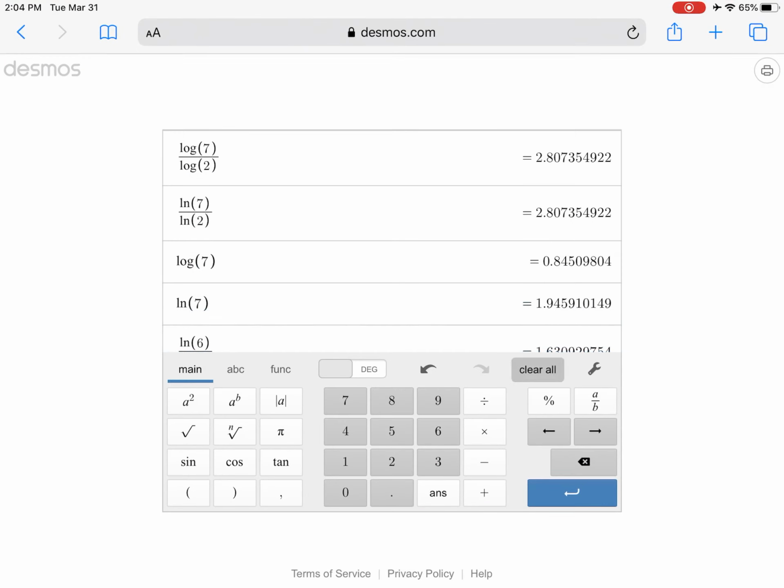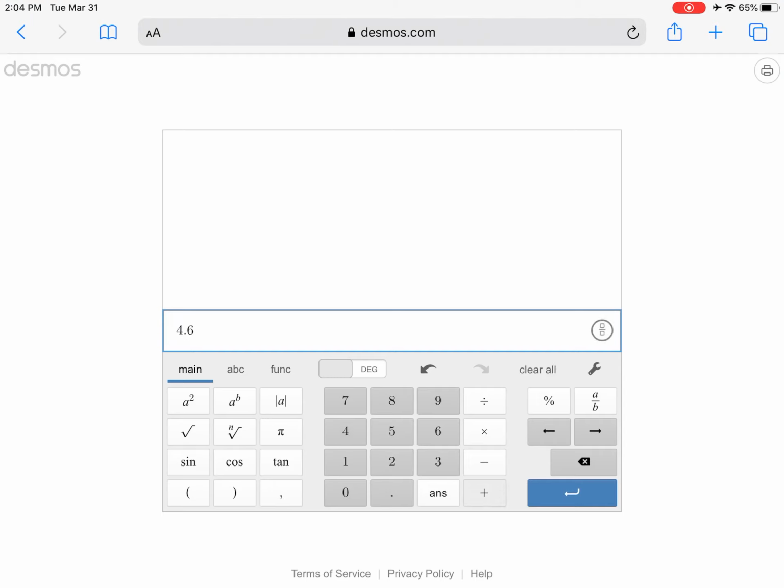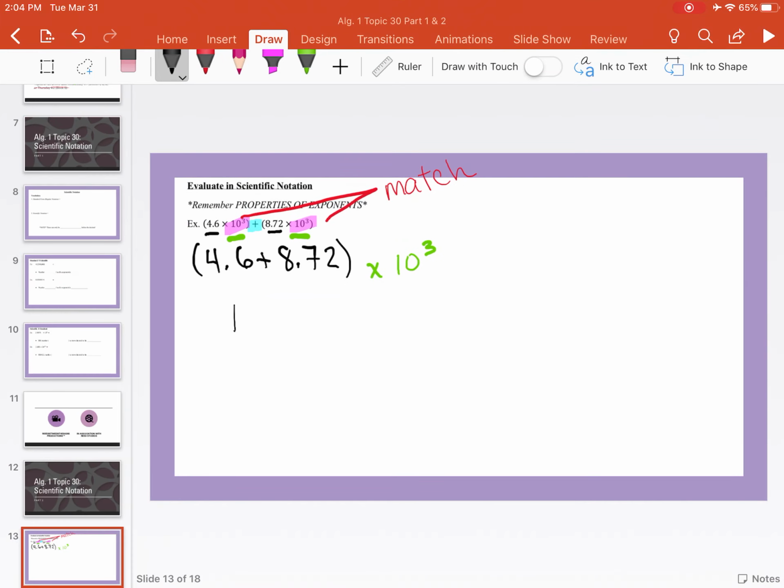So I'm going to go to my calculator. 4.6 plus 8.72 gives us 13.32, times 10 to the third. Bring that right down. Now am I done? Remember, if I want my answer written in scientific notation, I need to have just one digit in front of the decimal place. Here, I have 2. So I need to take my decimal and move it 1 unit over to the left.